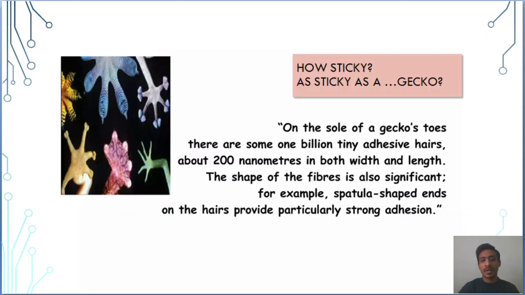Also, there is an example in nature of a gecko, that is a lizard, which has nano-sized scales on its palms to adhere to different types of surfaces. The size of their spikes is in the range of 200 nanometer.